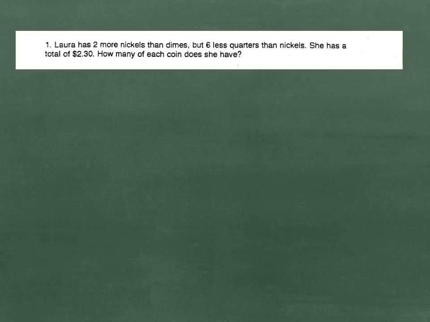So, if we start with Laura, she has 2 more nickels than dimes. So that means that nickels is going to be 2 plus D. And then she has 6 less quarters than nickels, so 6 less quarters than nickels is actually going to be N minus 6 is equal to Q. And then we're left with D is equal to D.